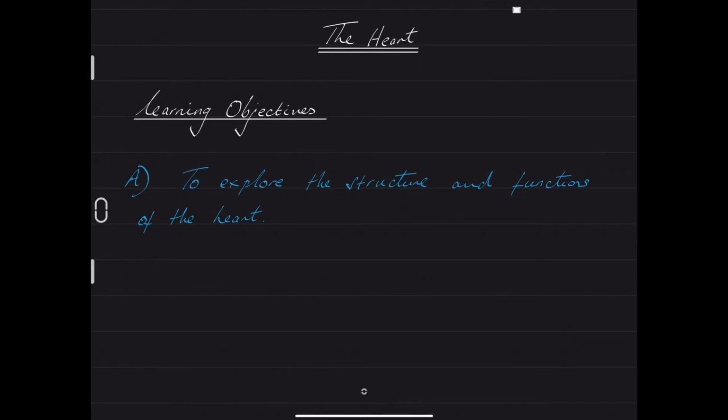Now, there are certain labels of the heart that you will need to know, and we're just going to go through that now in terms of what you actually need to know, what your examiner is expecting for you to know.